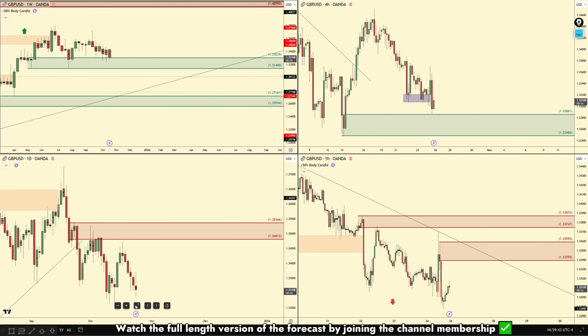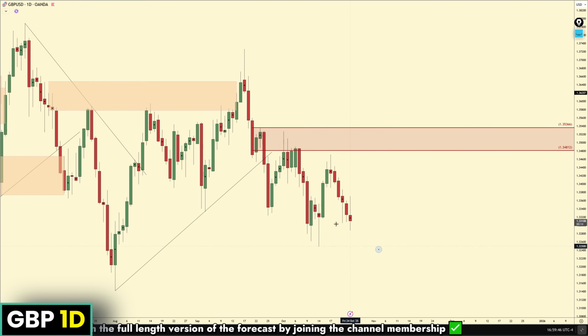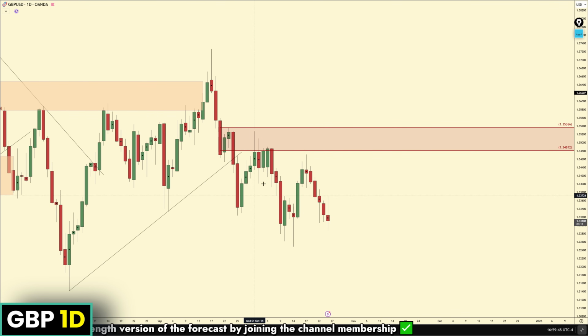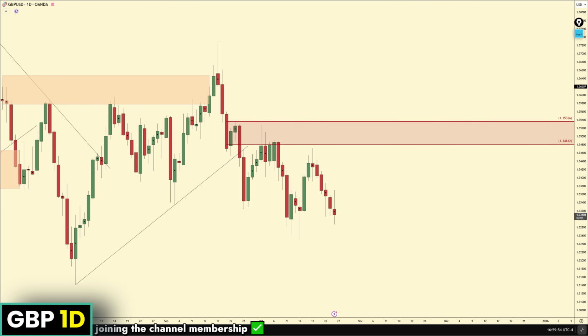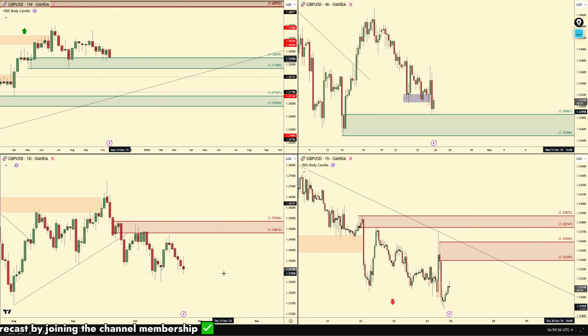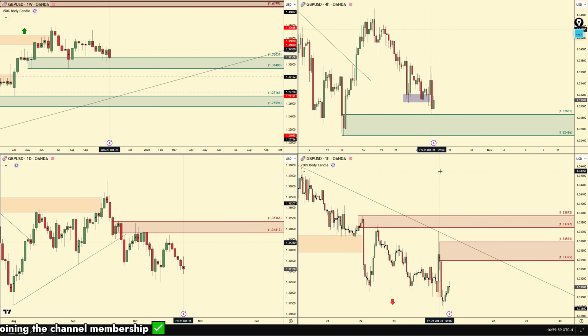And then the fact that on the daily time frame, we clearly broke this daily downward trend and upward trend, and reacted off of a daily supply zone. To me, that's a bearish sign. So it's a very tricky chart to read on the higher time frames right now.